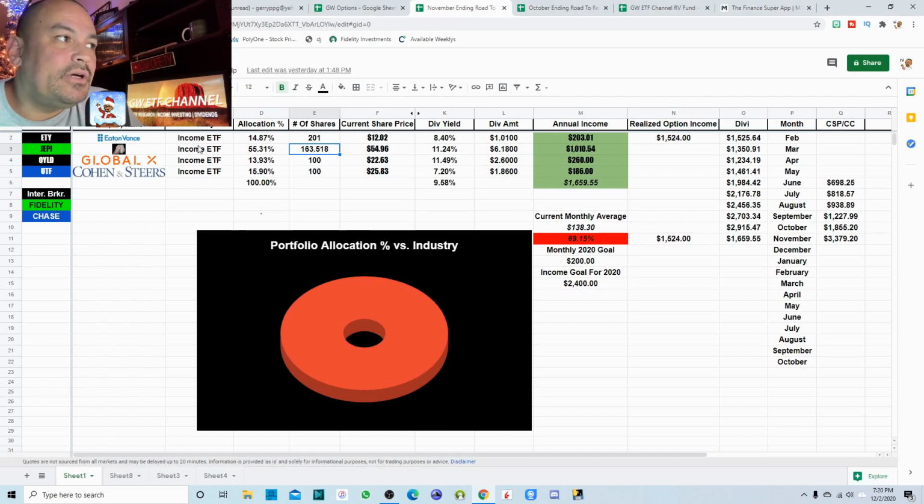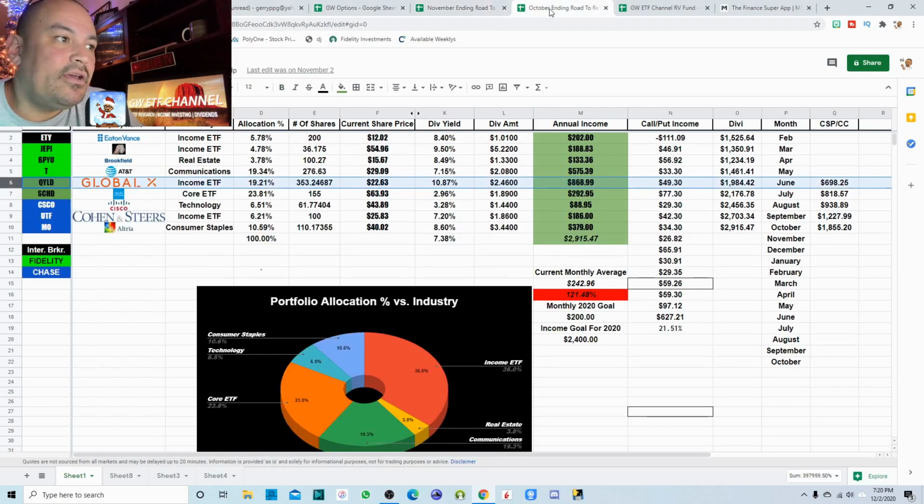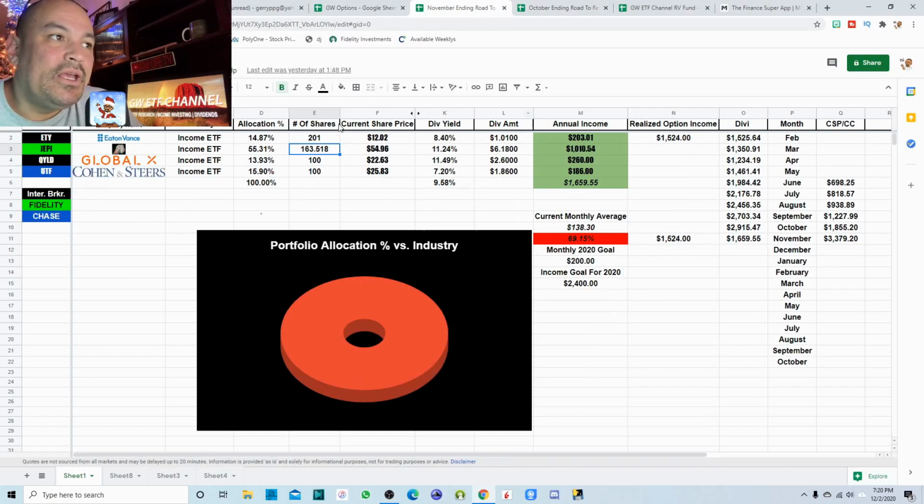I'll link that video on that. 163 shares of JEPI, 100 shares of QYLD, and 100 shares of UTF. Yes, I had that last month. So that's it. That's all I got in the portfolio at the moment. The rest is in cash, and I'm generating income from cash secured puts mainly.